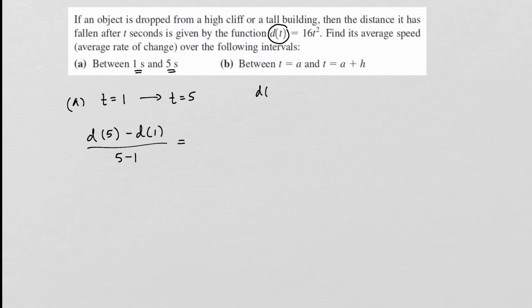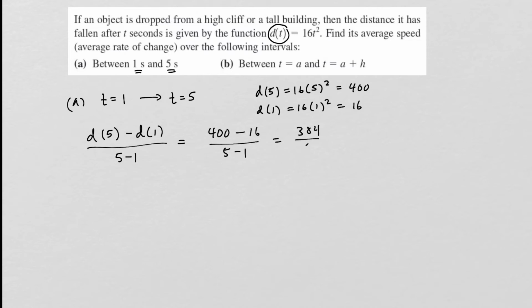So first of all, d of 5 is going to be 16 times 5 squared. So this is 16 times 25, and 16 times 25 is 400. And d of 1 is 16 times 1 squared, which is 16. And so d of 5 minus d of 1 is 400 minus 16 divided by 5 minus 1. And if you do the math on this, this is 384 divided by 4. And this is equal to 96.